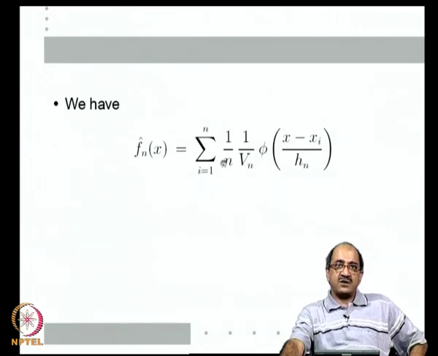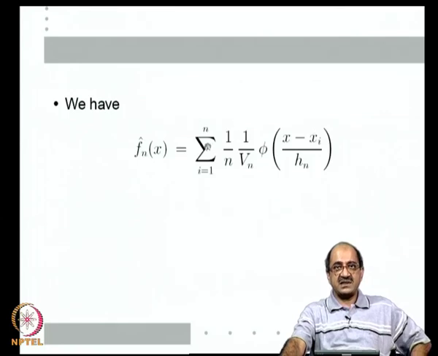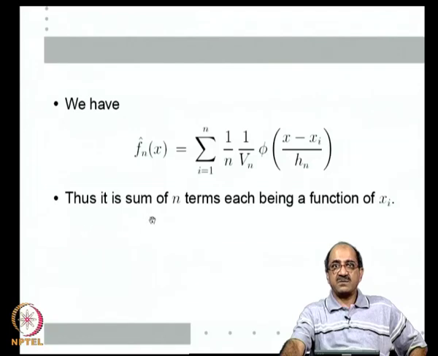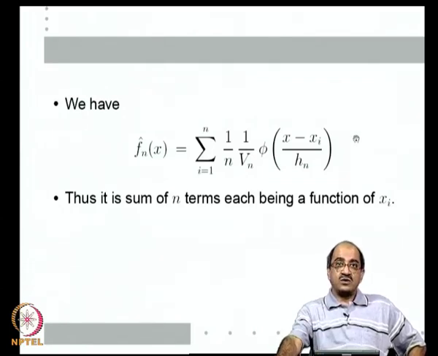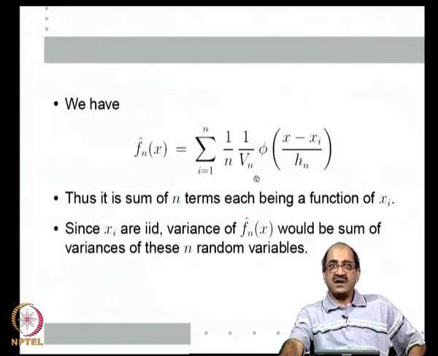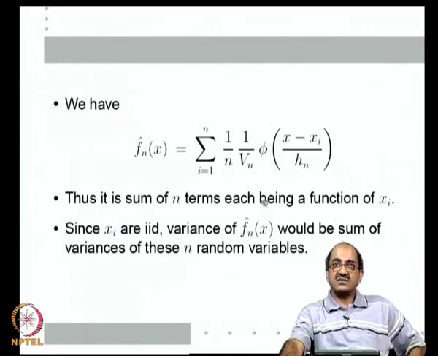The f hat n(x) is given by the sum over i equal to 1 to n of 1 by n, 1 by h n phi((x minus x i) by h n). I just put 1 by n inside for a purpose. So, f hat n is the sum of n terms, each one is a random variable, each a function of x i. Okay. Now, x i's are independent. So, this random variable is the sum of n random variables, and each of these are independent, because for different i these are functions of different x i, and hence they are also independent of each other. So, f hat n(x) can be represented as a sum of n independent random variables. Since x i are independent, the variance of f hat n would be the sum of the variances of these n random variables.